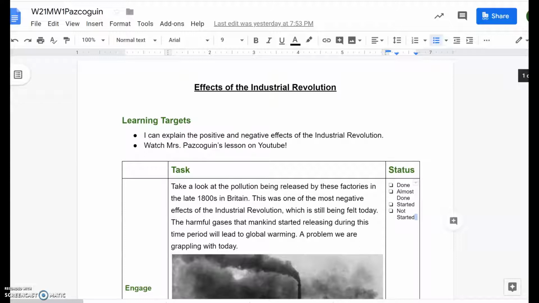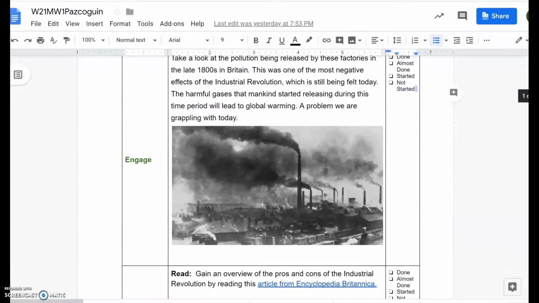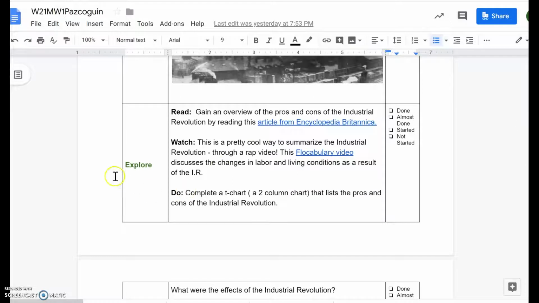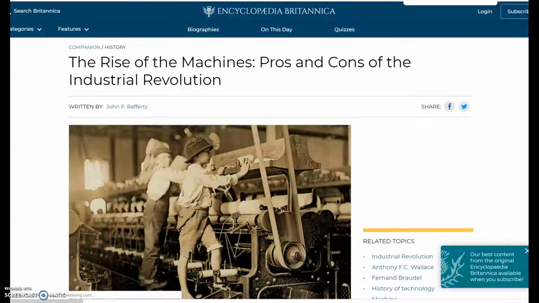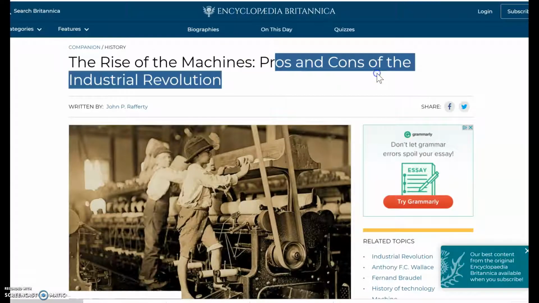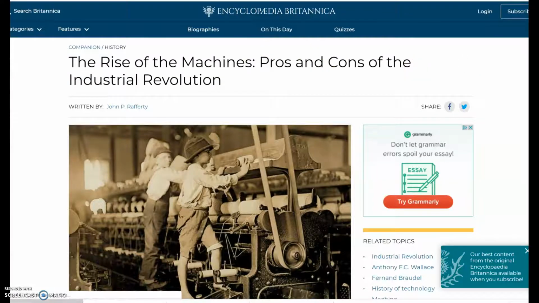And by effects, it's not necessarily all bad. You're going to look at the pros and the cons, or the positives and the negatives that came out of the Industrial Revolution. So as always, in the Explore section, you're going to do a read, a watch, and a do. To get an overview of the pros and cons of the Industrial Revolution, you're going to read this article by Encyclopedia Britannica. It's The Rise of the Machines, Pros and Cons, right there, of the Industrial Revolution.